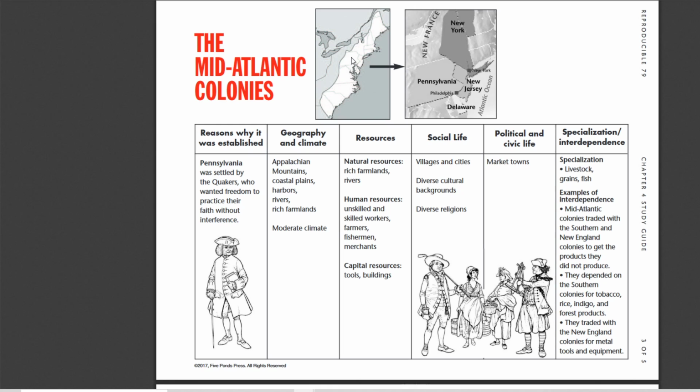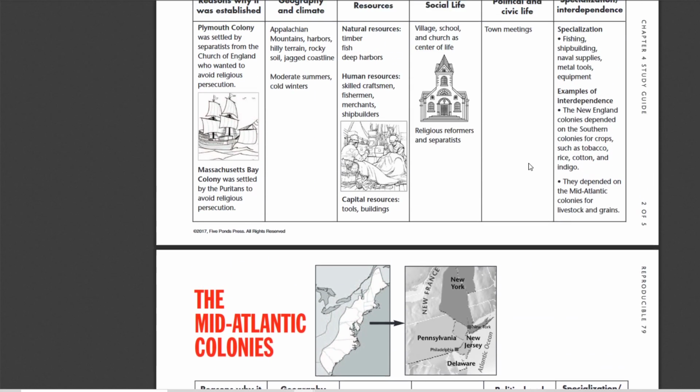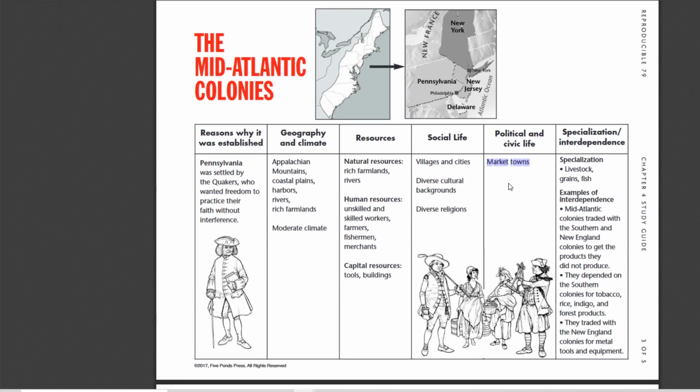He treated the Indians fairly. He wanted to give equal rights to women, and today we take that for granted, but back then it was pretty radical. With diverse cultural backgrounds and diverse religions, obviously, in political life and civic life, they made their rules and laws in market towns. So if we look up here, town meeting, market town.